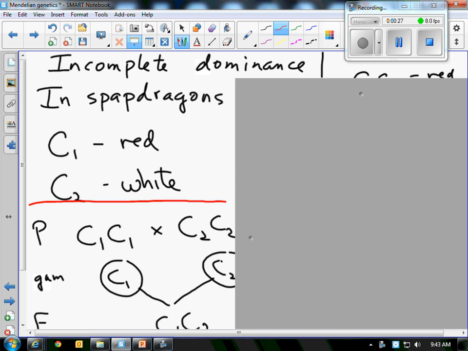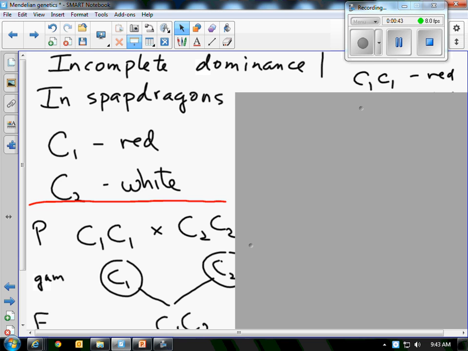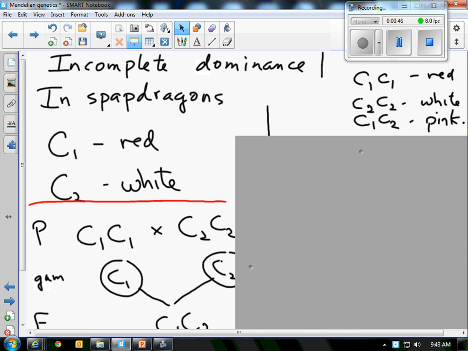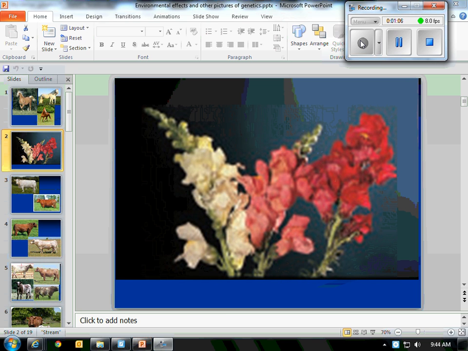In snapdragons, we will just symbolize C1 as red and C2 as white. So that's the key. But remember, every snapdragon will have 2 genes for every trait. So if you have 2 C1s, the snapdragon will have red flowers. If you have 2 C2s, the snapdragon will have white flowers. But if you have the heterozygous condition, the snapdragon will have pink flowers. Like that.